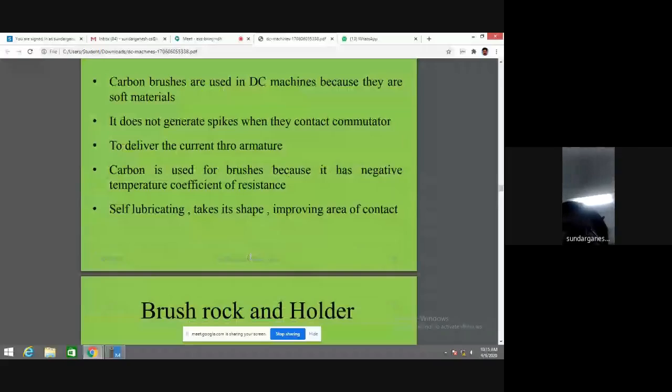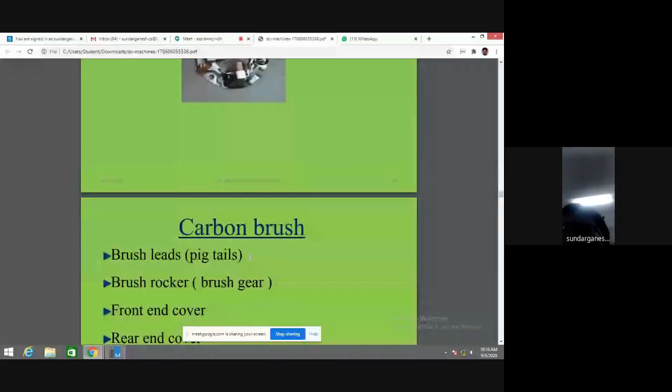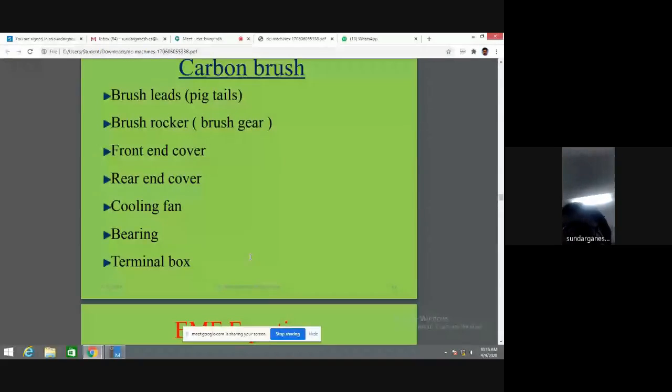This is the arrangement of a brush rocker and a holder. What is inside here? Carbon brush, brush leads, brush rocker, front end cover, rear end cover, cooling fan, bearing and terminal box.